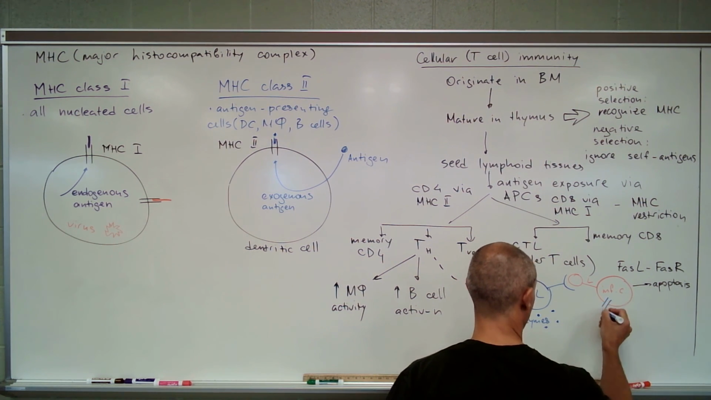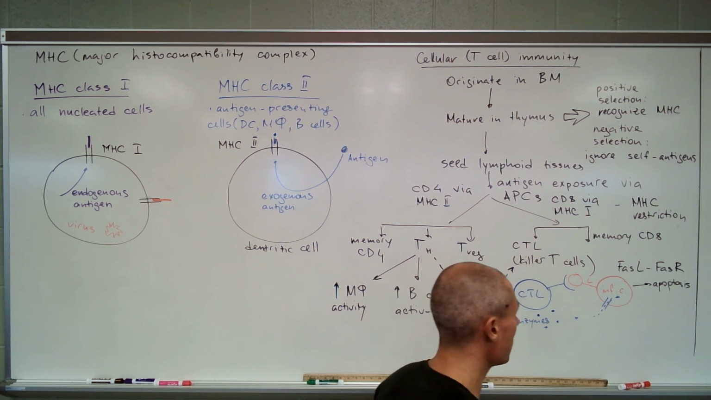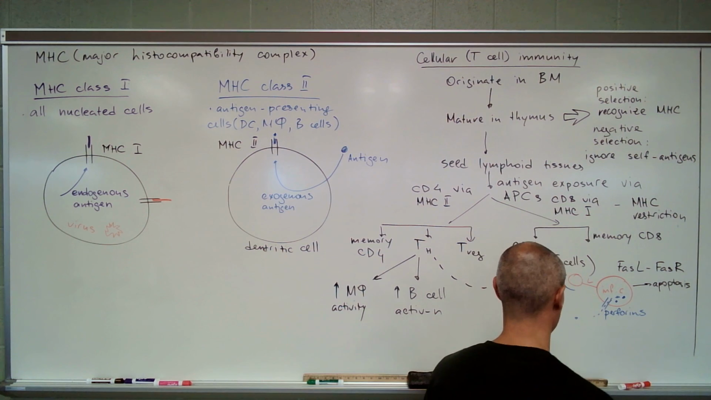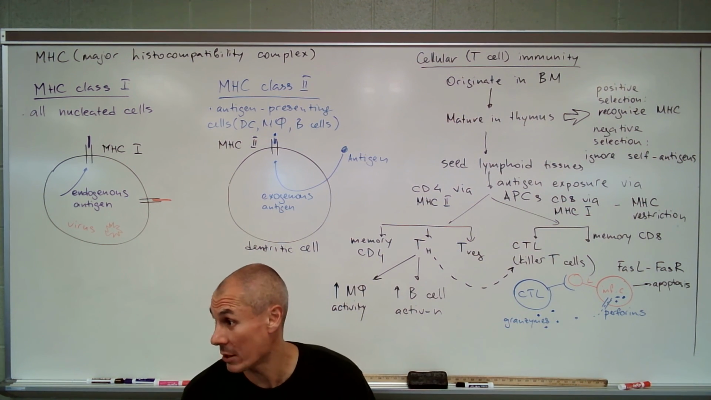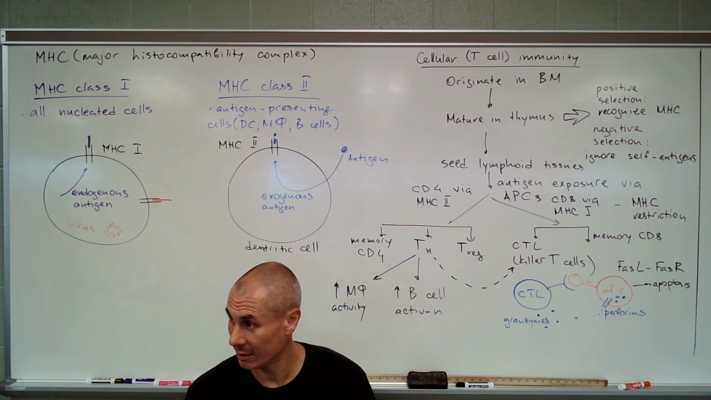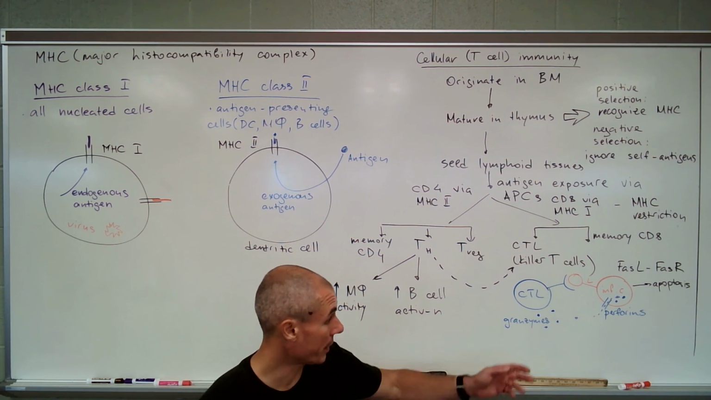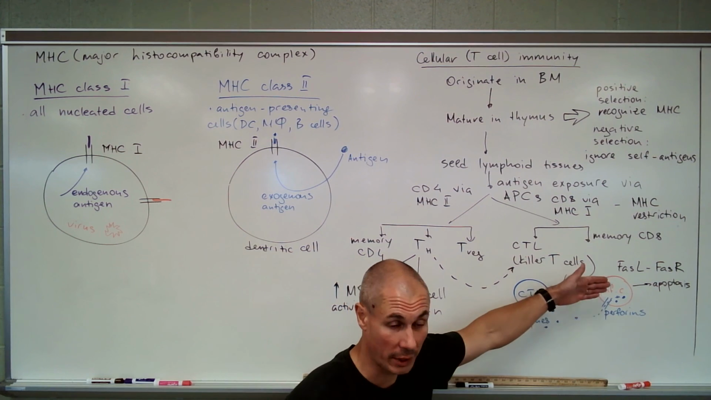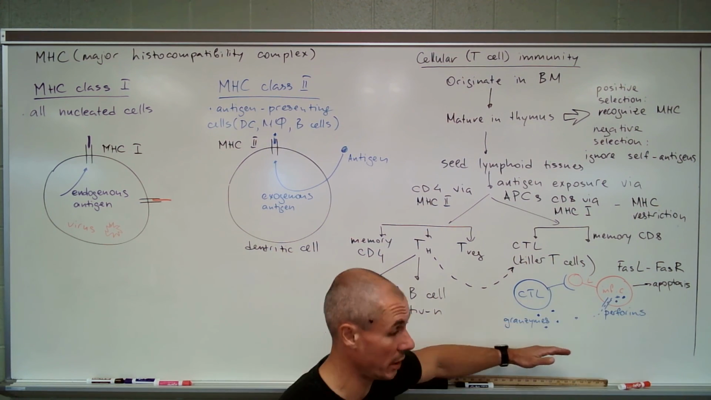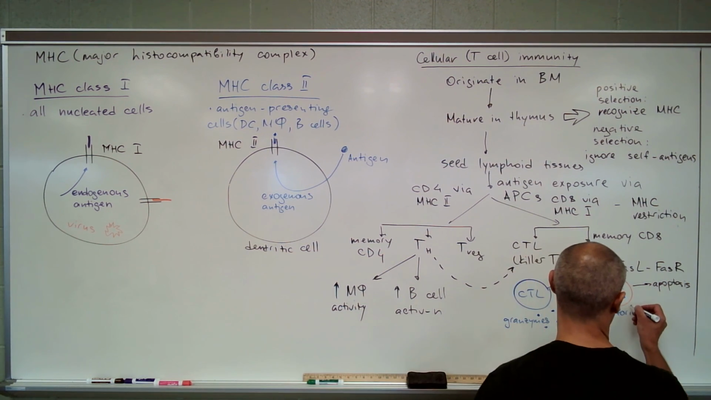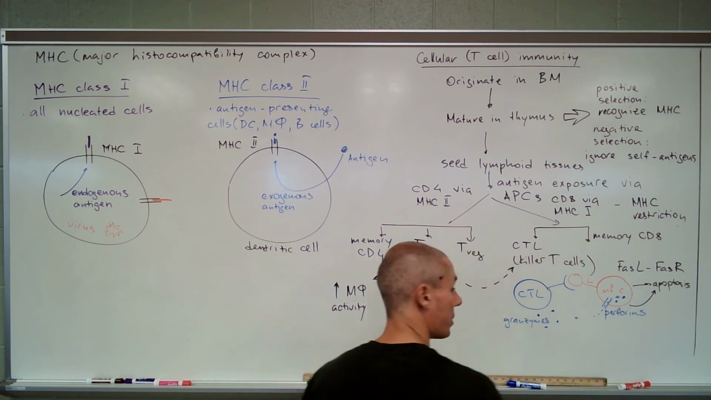which will be able to penetrate and get into the infected cell via proteins called perforins. Perforins, as you can imagine, perforate, right? We're good so far? So perforins will perforate the infected cell. Granzymes will enter the infected cell, and what do they cause? Apoptosis.